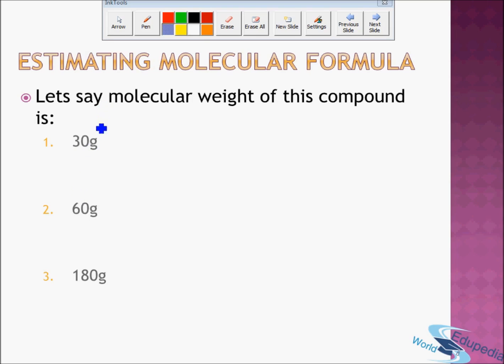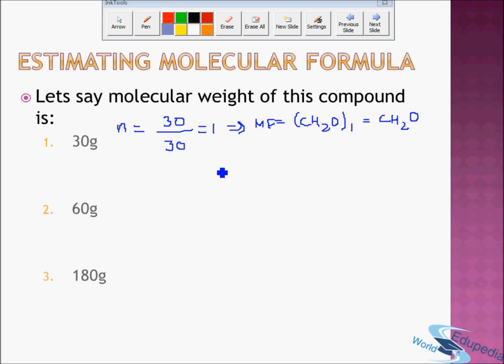In the first case, it was found that the compound has a molecular mass of 30 gram. So if this is the molecular mass, then I can calculate n. The subscript n was nothing but molecular mass divided by empirical mass. Our empirical mass was also 30. So this gives me n equals 1. In that case, my molecular formula becomes empirical formula, that is CH2O multiplied with 1, that is CH2O. So empirical formula and molecular formula are same.